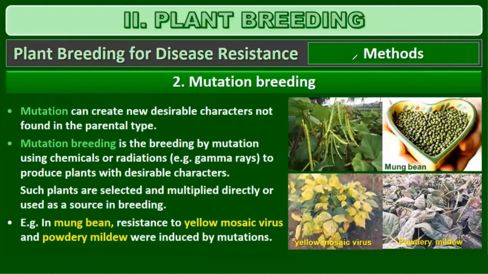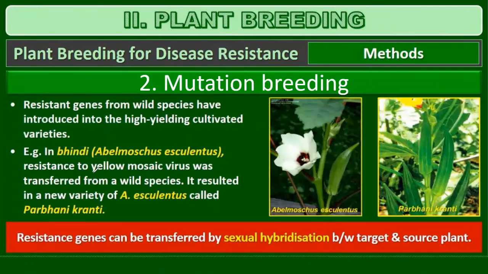Mutation can create new desirable characters, as we have discussed. The example is given in mung bean, where resistance to yellow mosaic virus and powdery mildew was induced by mutation. So this is an example that you can write in the exam. When it's asked, write an example of mutation breeding, you can write mung bean that is resistant to yellow mosaic virus and powdery mildew.